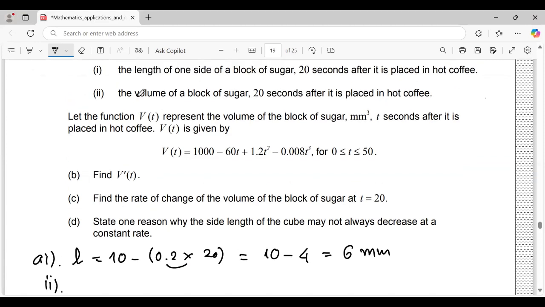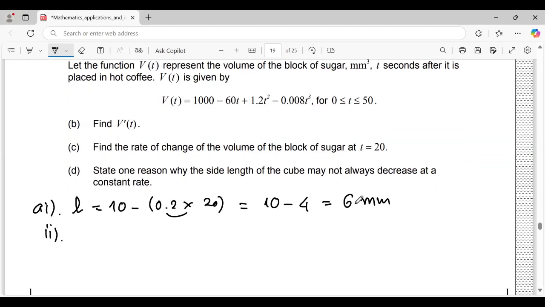Next one. The volume of a block of sugar 20 seconds after it is placed in hot coffee. That means 6 millimeters times 6 millimeters times 6 millimeters. Volume 6 millimeters cubed. So it is 216 millimeters cubed.